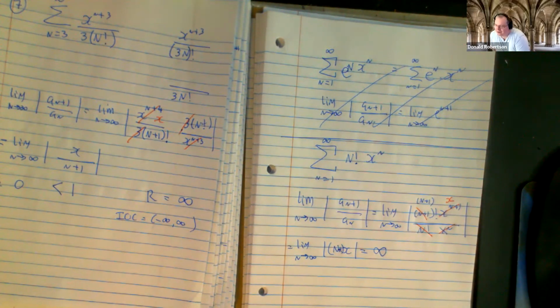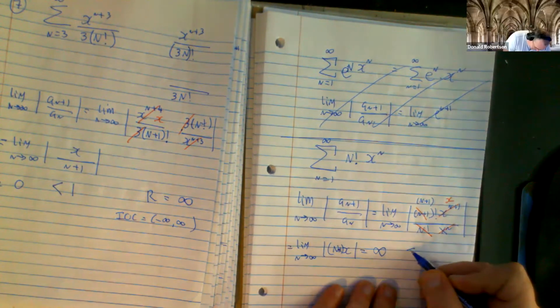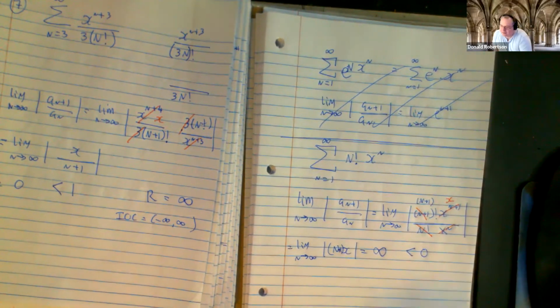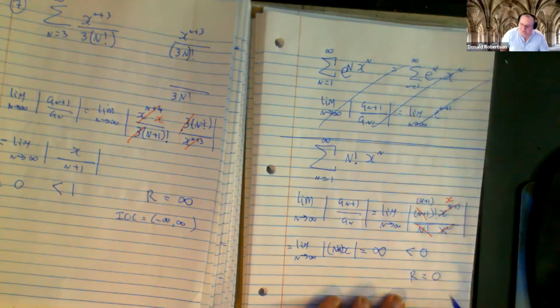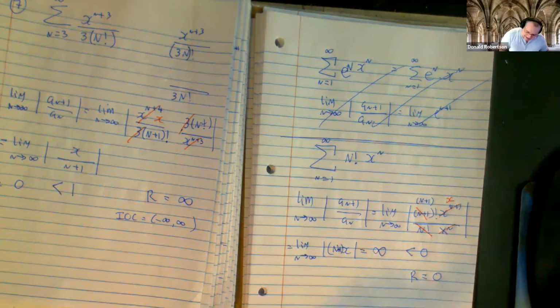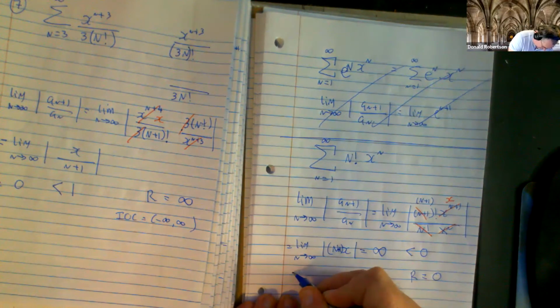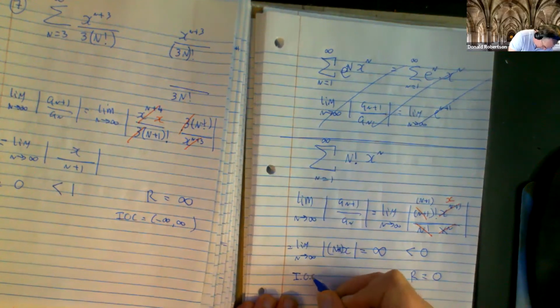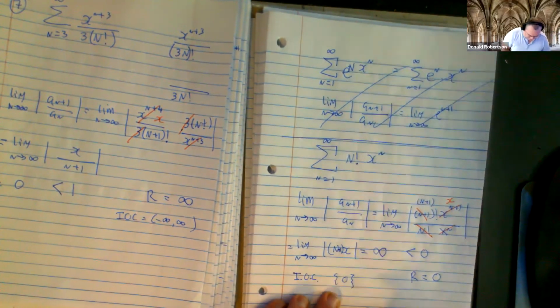Thankfully, the answer's still infinite, right? And wait a minute, is that ever going to be less than 1? No, right? Infinity is never less than 1. So what does that look like? Well, r is equal to 0. And technically, there is one value of x that works. And I wouldn't even call it an interval. And the value of x that works is 0, right?